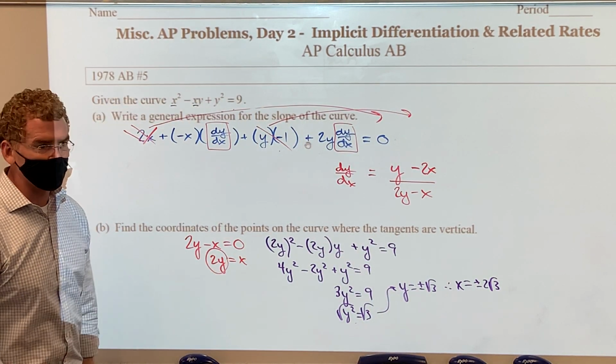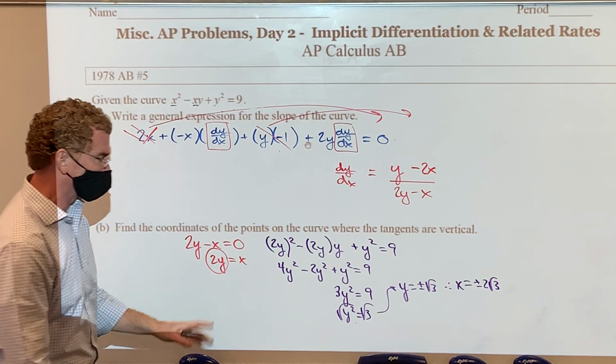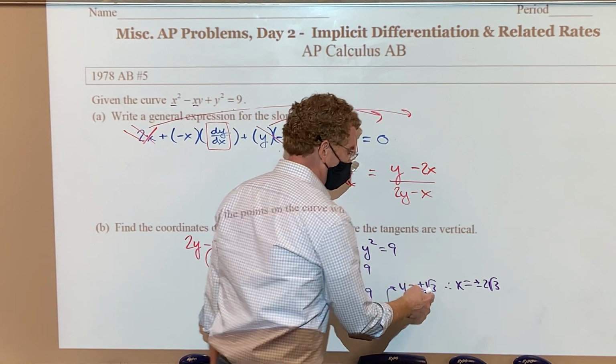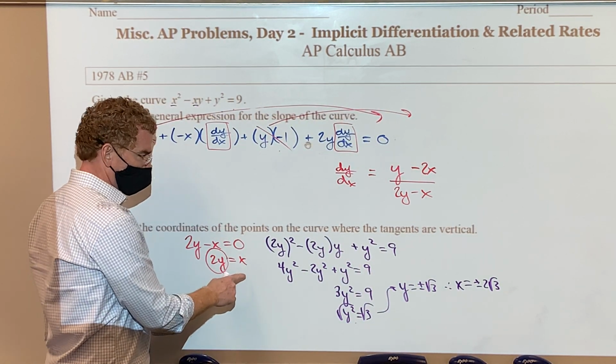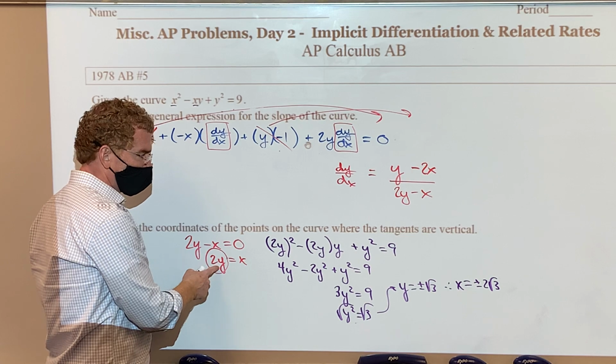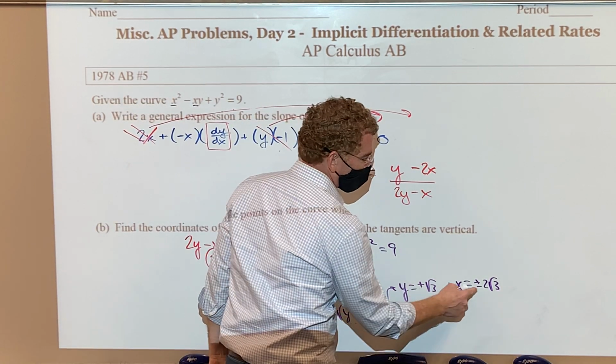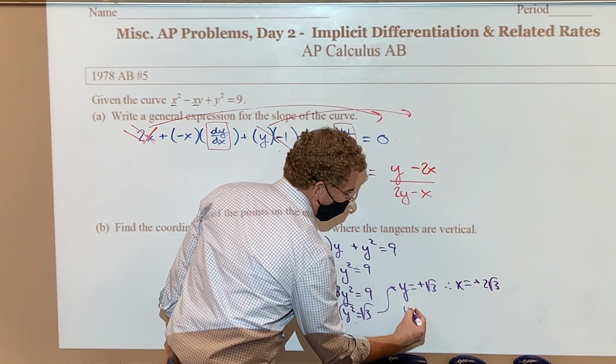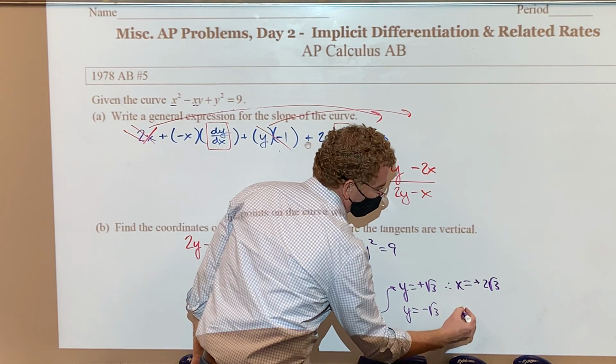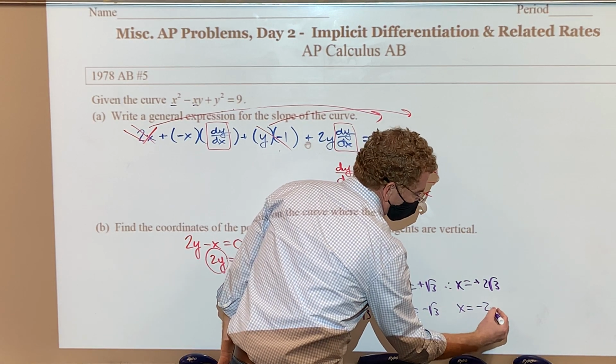Now don't write your answer like that. You've got to be careful. What it really means is when y is root 3, my x is what? Positive 2 root 3. And when y is negative root 3, x is negative 2 root 3.